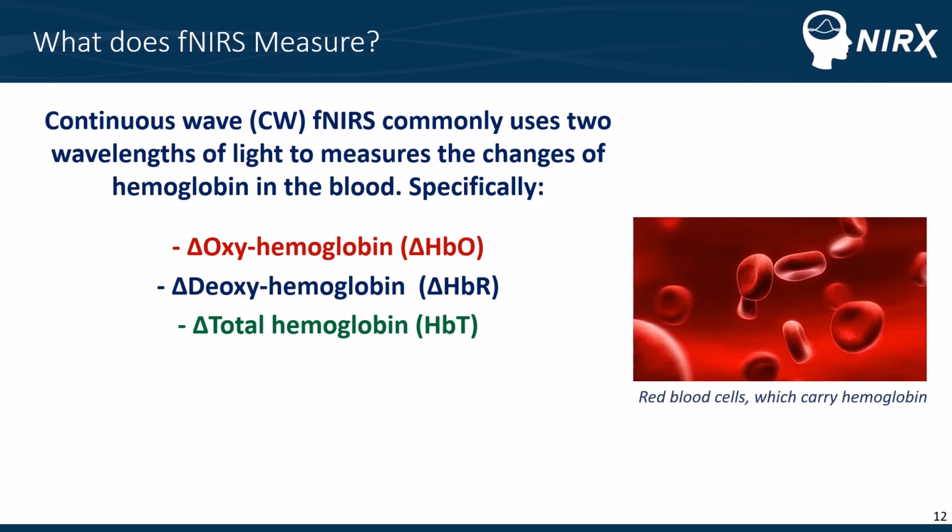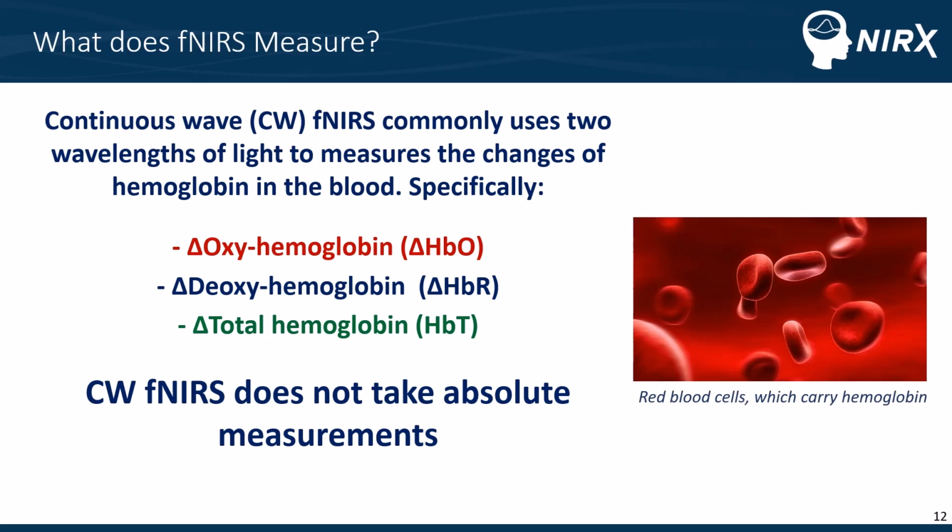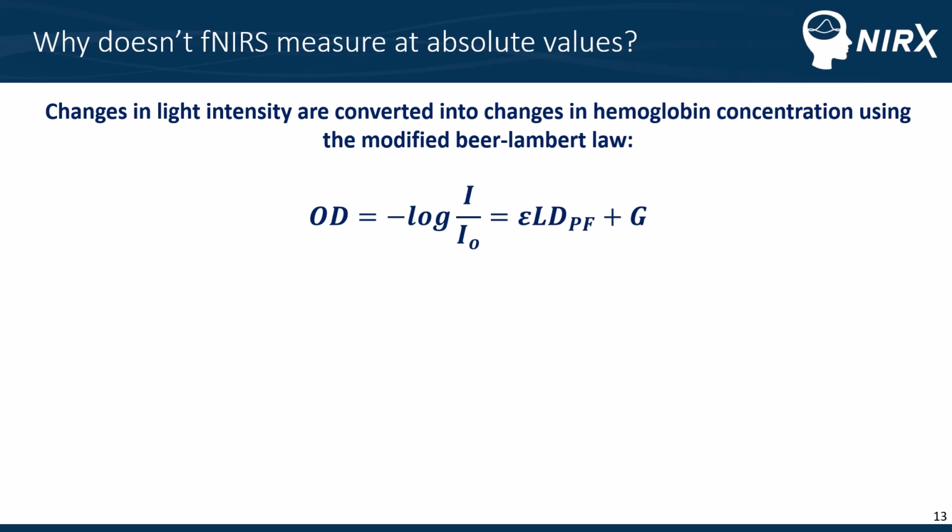Okay, what does fNIRS measure? We've talked about hemoglobin a little bit, but to get into a bit more detail here, continuous wave fNIRS, which is what most commercially available fNIRS systems image, uses two wavelengths of light to measure changes in hemoglobin in the blood, specifically changes in oxy and deoxyhemoglobin, as well as total hemoglobin, which is just the addition of those two. So you'll note those delta signs indicating change. We are looking at changes in oxy and deoxyhemoglobin. Continuous wave fNIRS does not take absolute measurements. So we're not looking at the absolute concentration of oxy and deoxyhemoglobin. We're looking at changes.